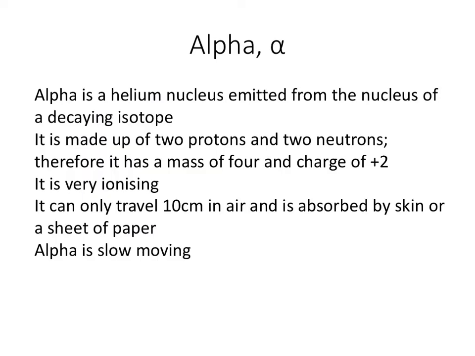Okay, so alpha is a helium nucleus emitted from the nucleus of a decaying isotope. It is made up of 2 protons and 2 neutrons. Therefore, it has a mass of 4 and a charge of 2. It is very ionizing because it has that charge of +2. It can only travel about 10 centimeters in air and is absorbed by skin or a sheet of paper. Alpha is very slow moving, and that's because of its high mass.